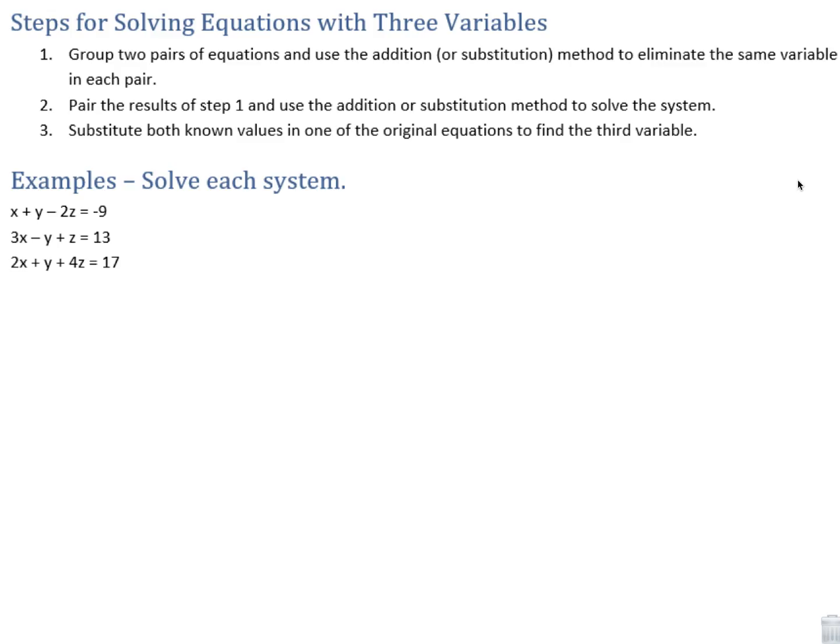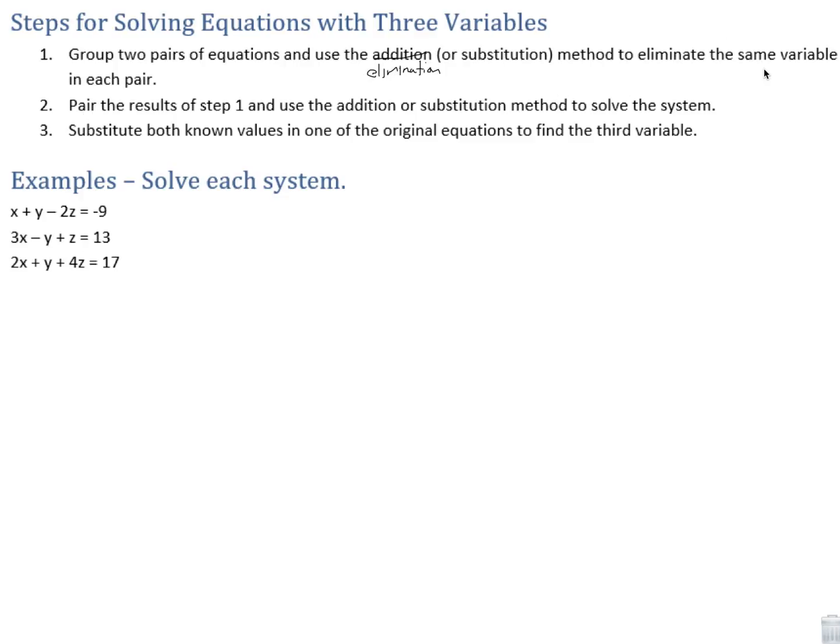We can use both the elimination or substitution method here. I have addition, but this is elimination; some sources say different things. So group two pairs of equations, and we don't always have to do this depending on how it's set up, but we want to use elimination or substitution to eliminate the same variable in each pair. In the second example we'll do today, we actually have some equations with only two variables to start with, so we don't necessarily have to do it twice, but we will have to do it twice here.